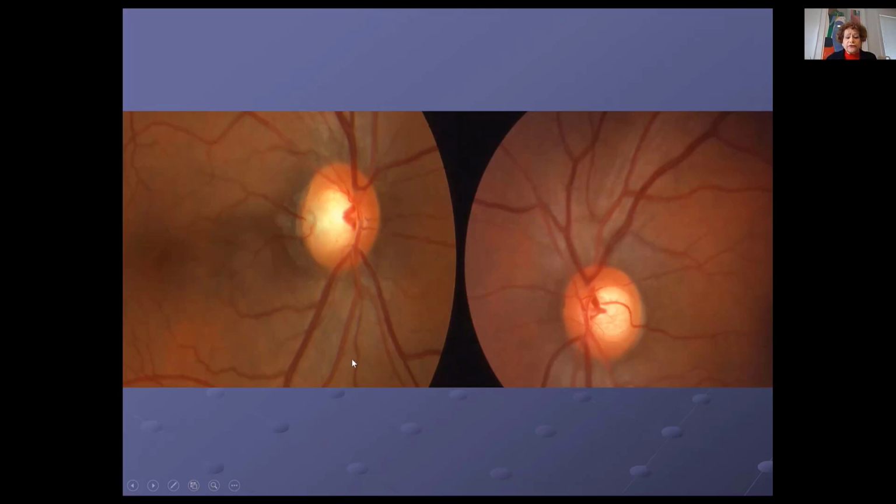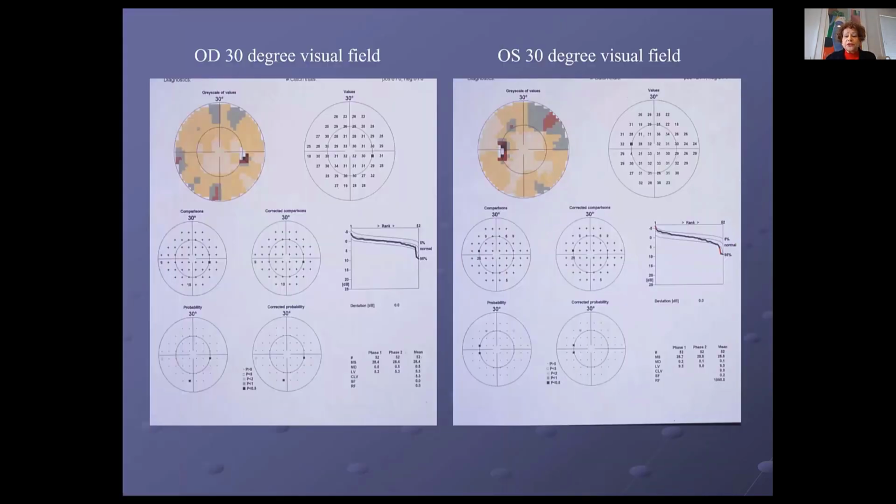But overall, the nerve fiber layer does appear to be thick when we look at the nerve and the nerve fiber layer. Again, this is without an OCT. So don't always depend on an OCT. Get in the habit of looking at the nerves. So we do a 30-degree visual field, and the visual field is overall normal. We don't really see any losses here. You know, this is the blind spot. We don't see anything of significance in this visual field.